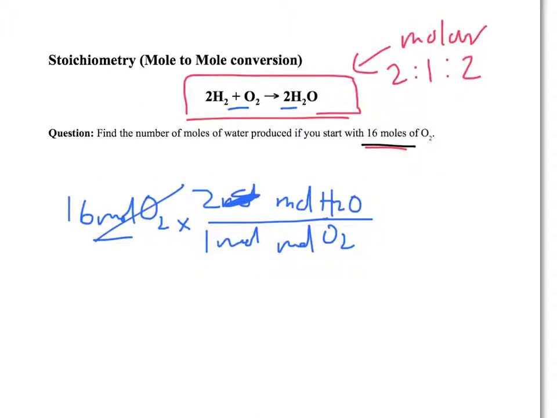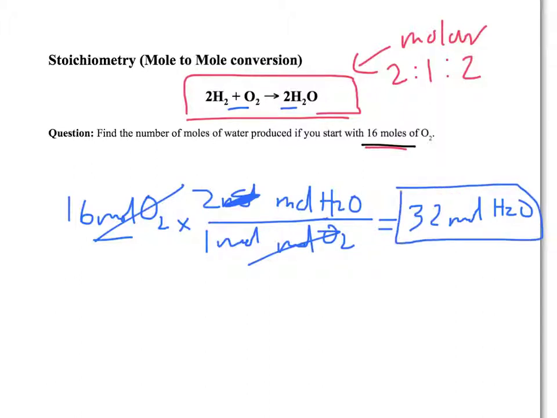Cancel out the moles of oxygen, and then just multiply 16 times 2, which will give you 32 moles of water. And that is the second method, the factor label method, to solving this problem. So you may use the factor label method, or you can use the ratio method to solve mole-to-mole conversions.